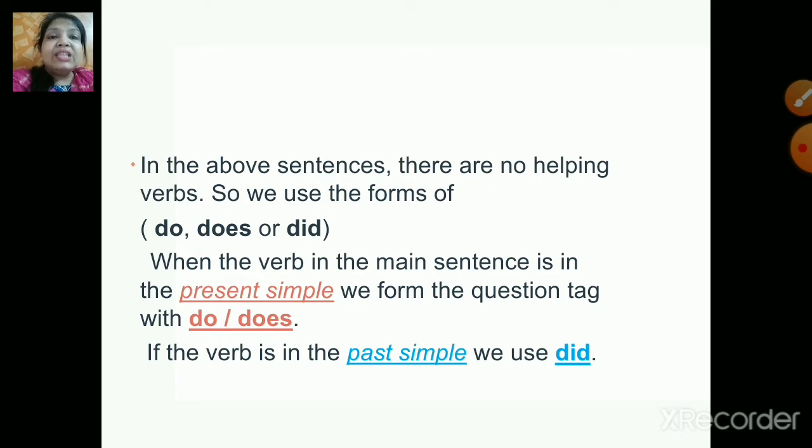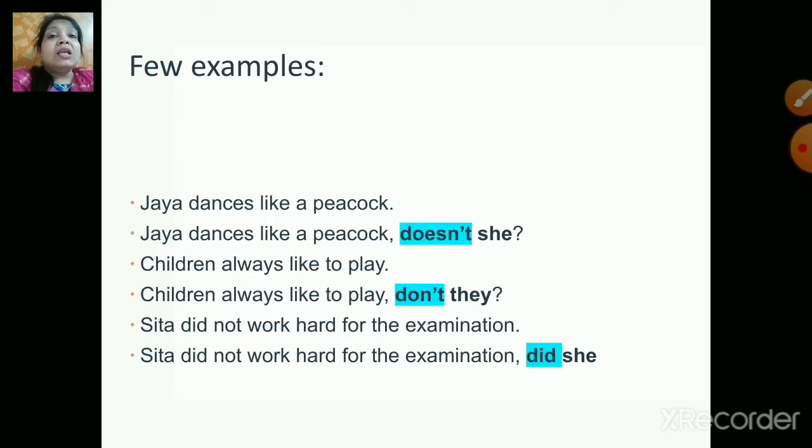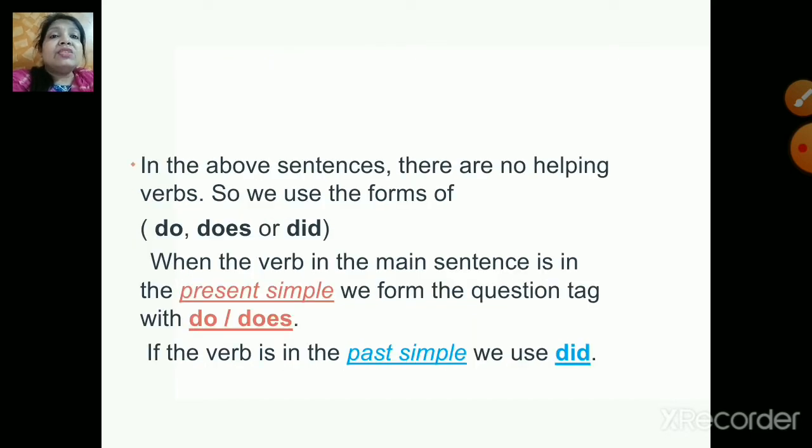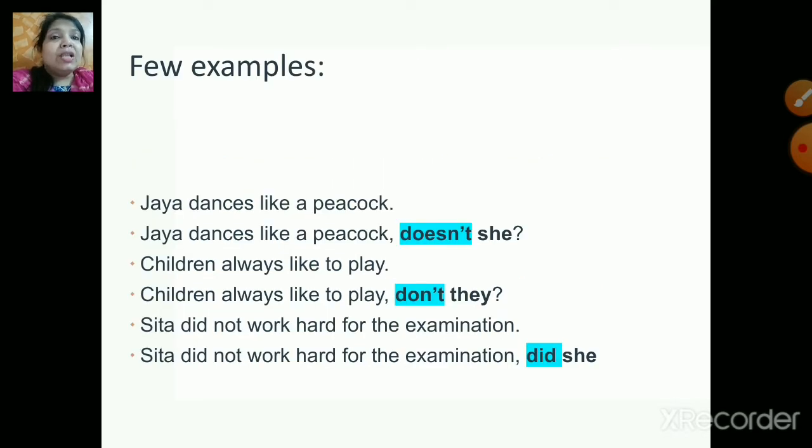So, let us quickly check, children. Jaya dances like a peacock, doesn't she? The positive sentence we change into a negative one. Over here we have used does, as we know, children, there was no helping verb over here. Next one. Children always like to play. Yes, that was a positive statement. Quickly we changed it into a negative one, stating don't they?